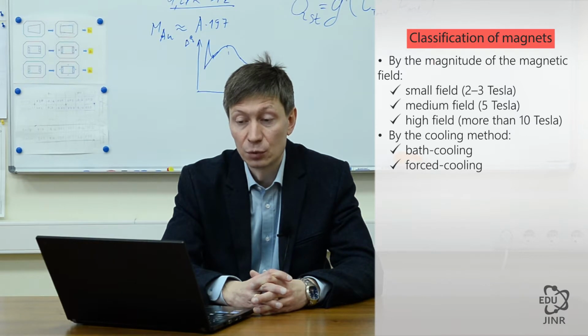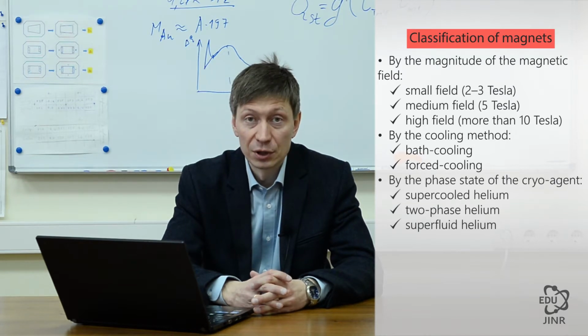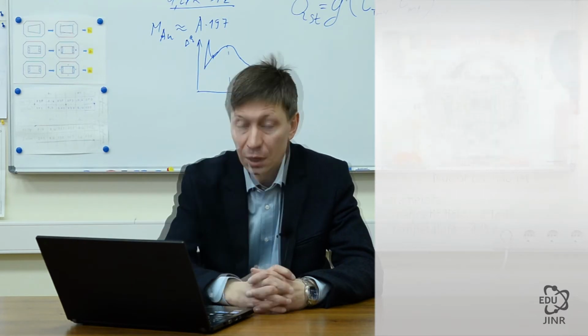Through the cryostat method, one may divide magnets into submersible ones, when a magnet is submerged into a liquid helium bath, and into pumped ones, when helium is pumped by the use of special channels through the magnet. Furthermore, magnets may be divided by the phase state of the coolant. Magnets are cooled with superfluid helium, supercooled helium, and two-phase helium.